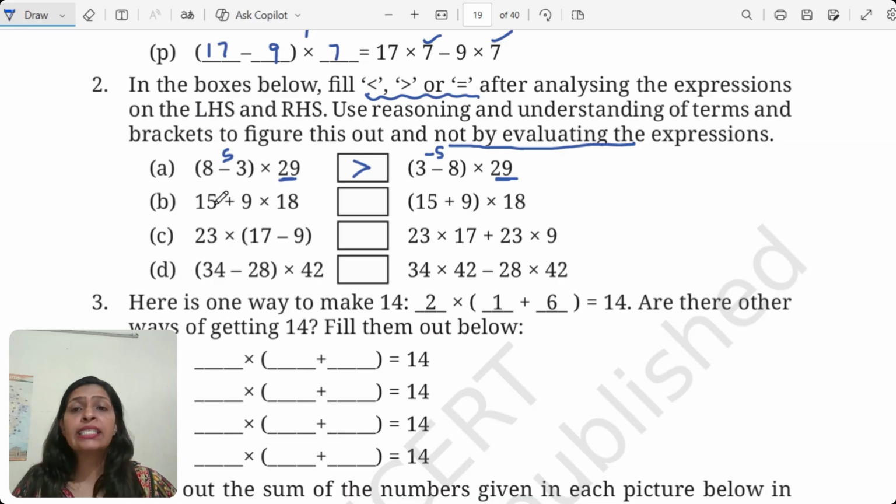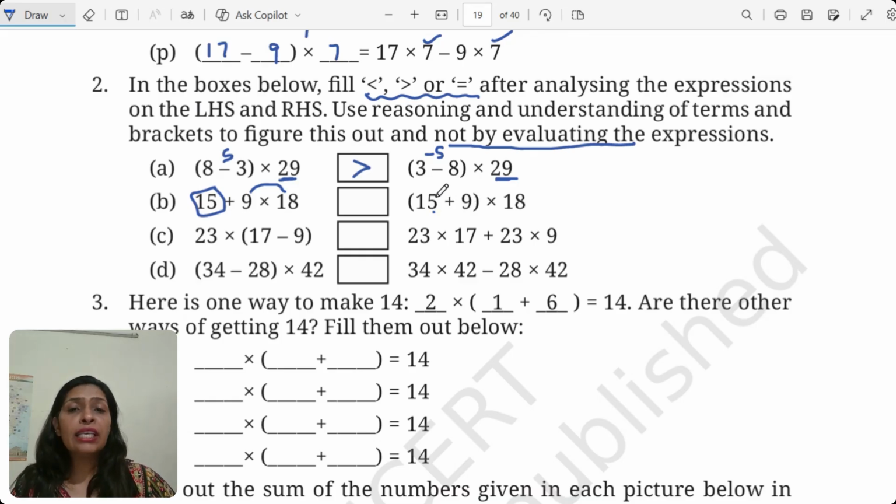In the B part, it is 15 plus 9 multiplied by 18. And here it is 15 plus 9 multiplied by 18. So again, if you observe it carefully, here 9 is only multiplied by 18 and 15 is just like that. Means whatever answer I get after 9 multiplied by 18, I'm simply going to add 15 to it. Whereas, if you see the RHS here, it is 15 plus 9.